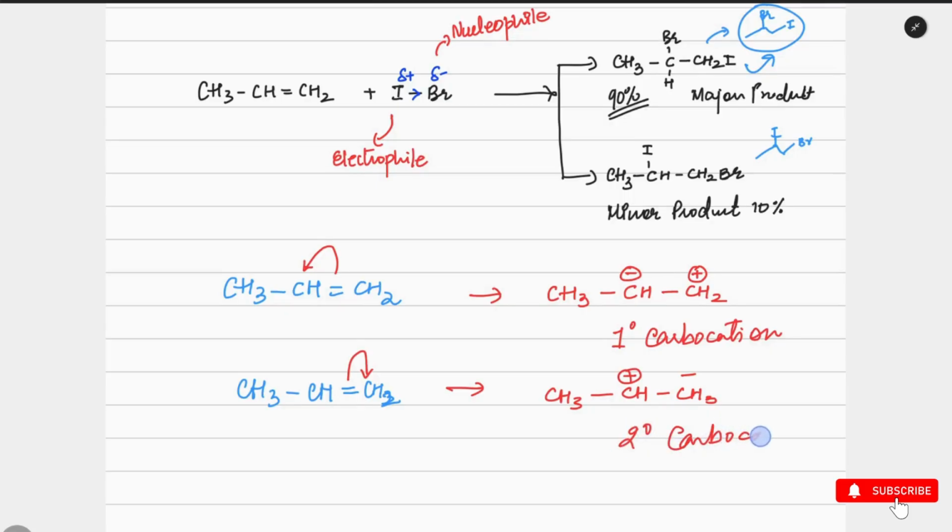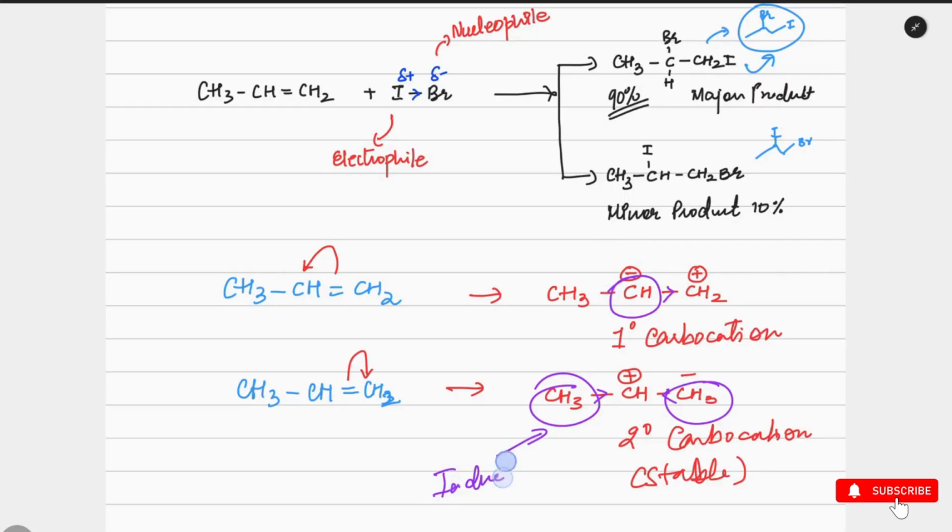Secondary carbocations are also more stable. Why? Because we have two electron donating groups, which are CH3 and this one also. That is why we can say it is a secondary carbocation. But over here we have only one donating group, which also shows inductive effect. And inductive effect is nothing but the positive inductive effect. Why positive? Because it's a donating group, not a withdrawing group.